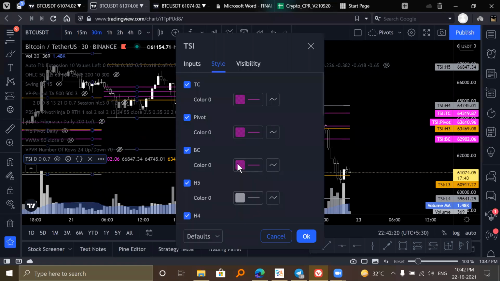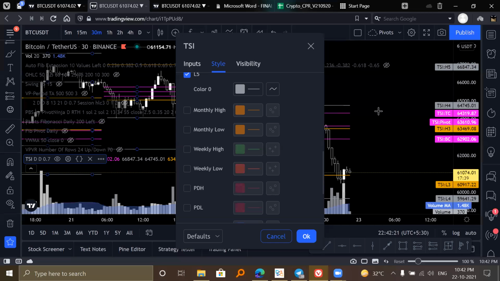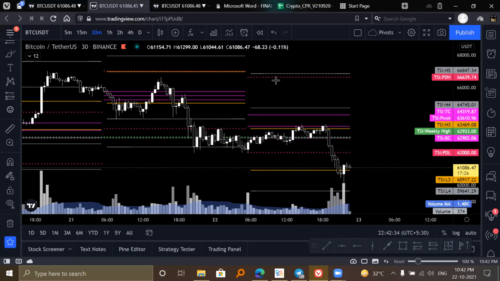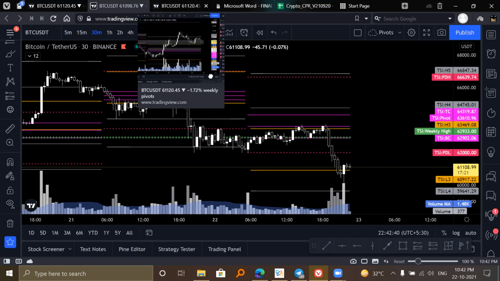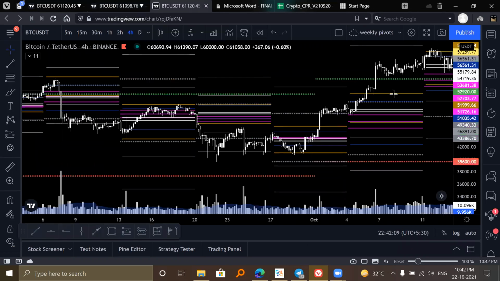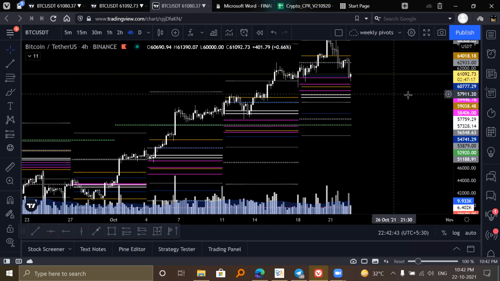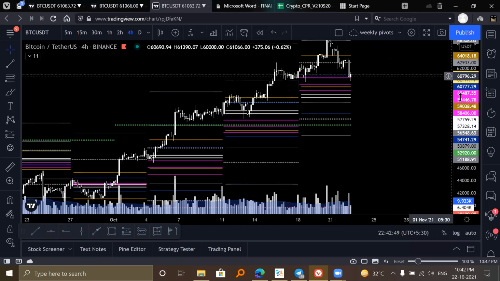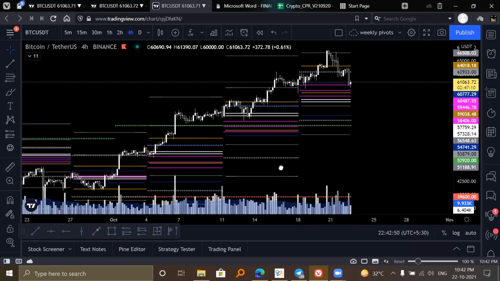And if you are trading with daily pivots, I would recommend you to keep the weekly pivot, weekly high and weekly low, and daily high, daily low. This will be enough. Monthly is not necessary, I guess, if you are trading on daily pivots. But if you are trading on weekly pivots, then monthly high and monthly low is necessary along with the previous week's high and previous week's low. Okay. So I was searching for the Virgin CPR.